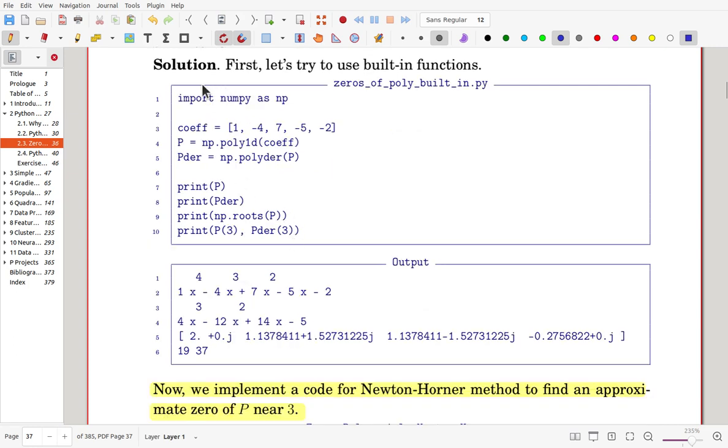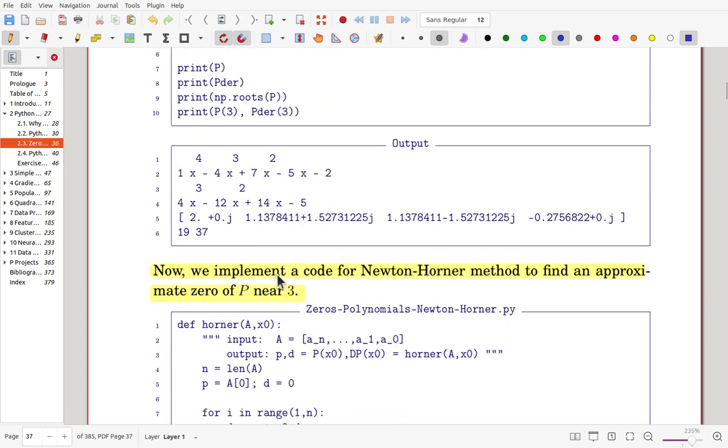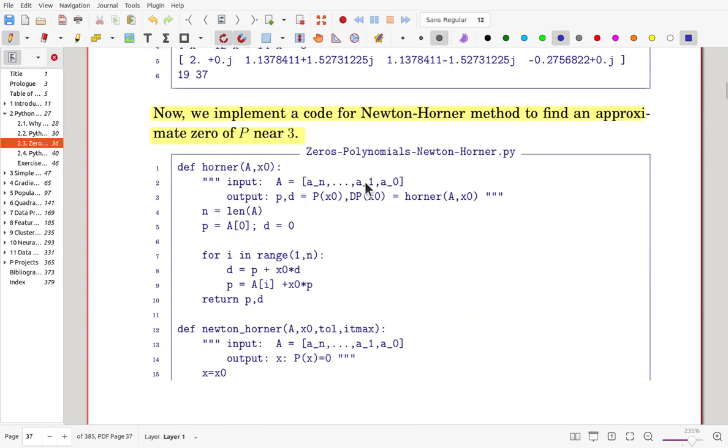Okay, this is how you can handle it when using built-in functions. But here we'll implement the code for the Newton-Horner method to find the approximate zero of P near 3. In Python, we define horner along with a. The arguments are a and x0. And for the given point, we try to compute the function value, the polynomial value, and the derivative value.